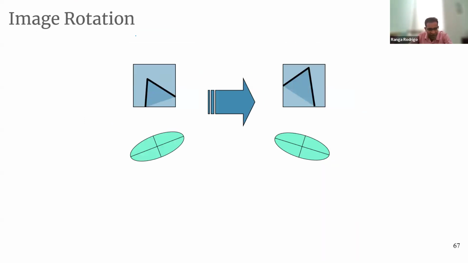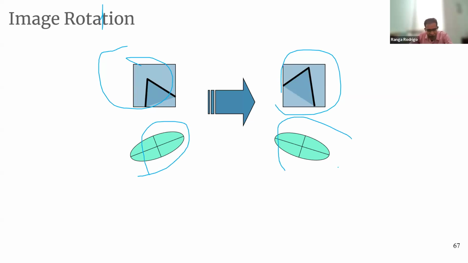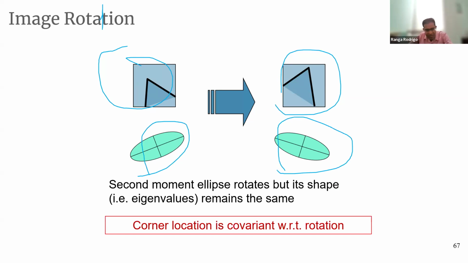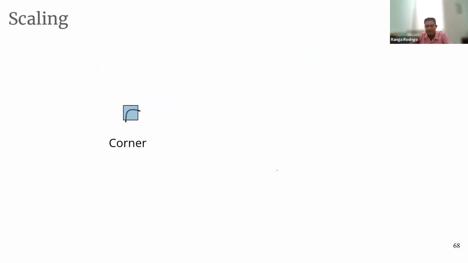Rotation. So we have rotated the image. You can see the corner that was there like so has been rotated like that. So the ellipses that we talked about, this lambda 1 and lambda 2 values, those will also rotate. So therefore, the corner will be there at the particular location appropriately. So second moment ellipse rotates, but its shape, that means eigenvalues, remain the same. So corner location is covariant with respect to rotation. That is also okay. But what about the scale?